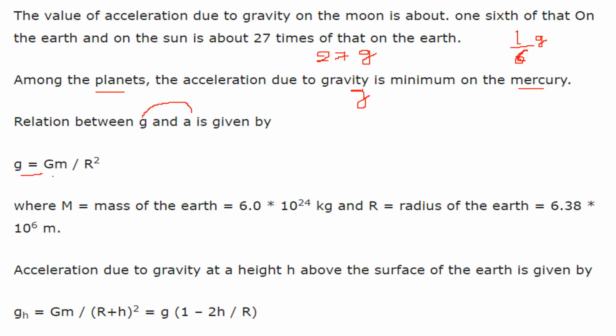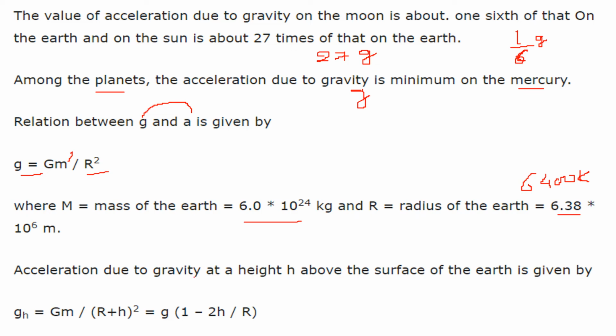g is given by GM by r square, where M is the mass of the earth, which is 6 into 10 to the power 24 kg. This r is the radius of the earth. Generally we take it as 6400 km, and the value can be taken as 6.38 into 10 to the power 6 meter.